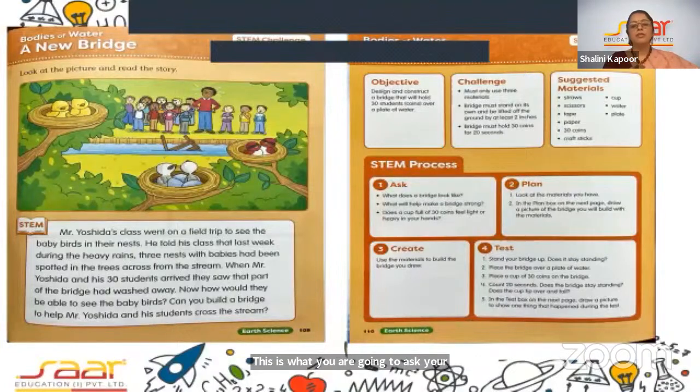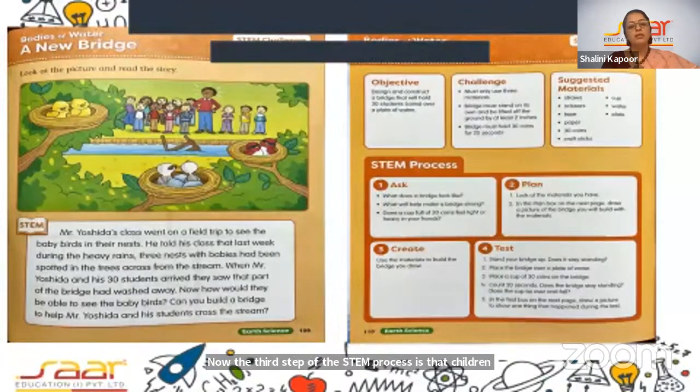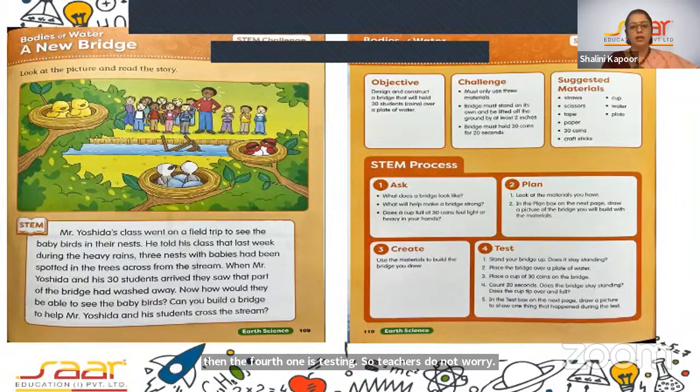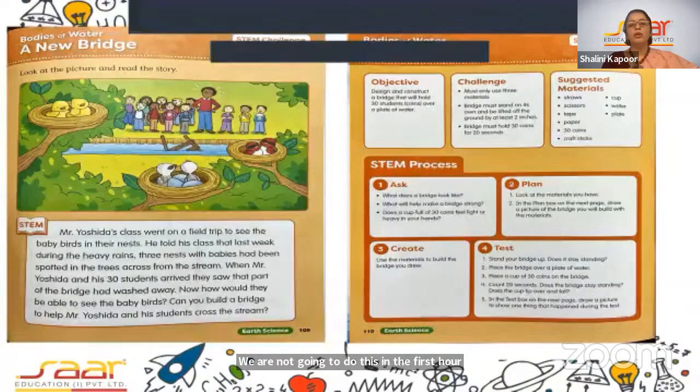Now, the third step of the STEM process is that children be given enough time to create. And then the fourth one is testing. So teachers, do not worry. We are not going to do this in the first hour of the STEM class. In the subsequent week, when you meet the children for the block period, that is when you will actually recap with them what they learned about water bodies very quickly.